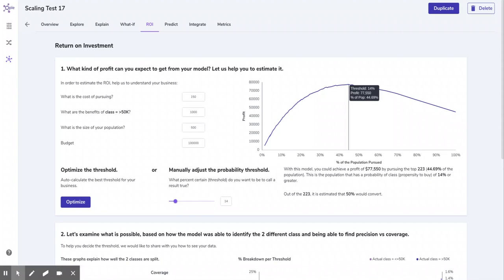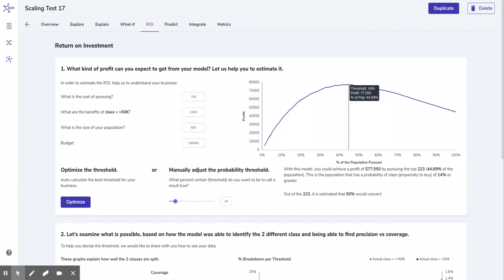So let's take a look at what this means. This means that anybody that the model says has a higher than 14% probability, you should go after. Now, what's going to happen if you do that? Calculated profit of $77,550.